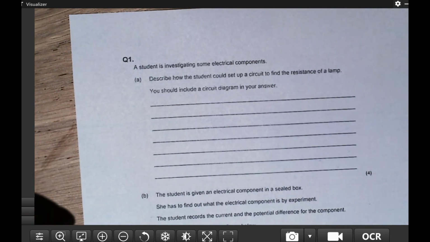And we will go through the answers to this. What's going on with my mouse?